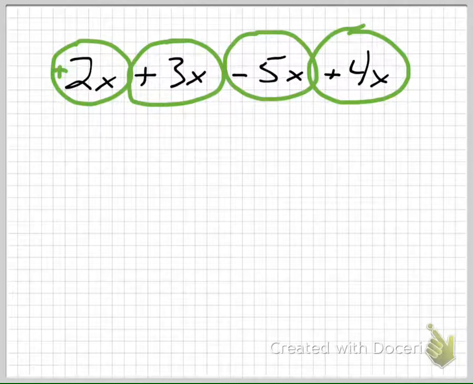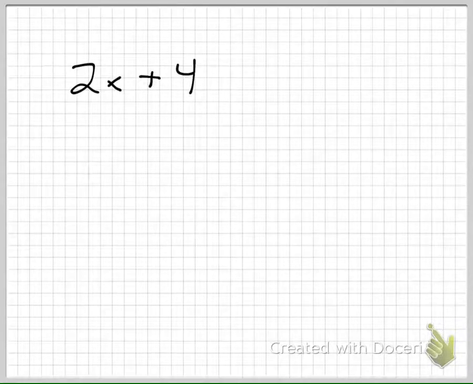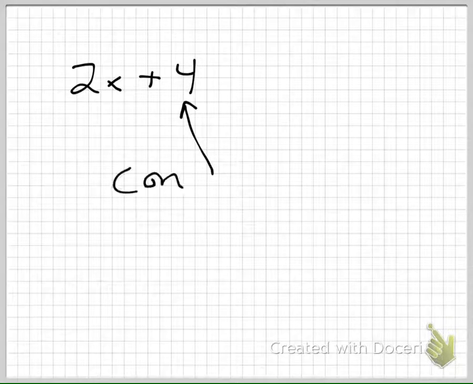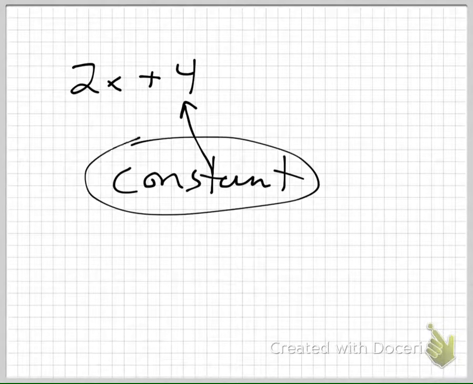Okay? Another word that you need to know is that if I have this 2x plus 4, how many terms are there here? There are 2 terms, one here, one here. This is a special term called a constant because it is a number only, no variable. It's called a constant.